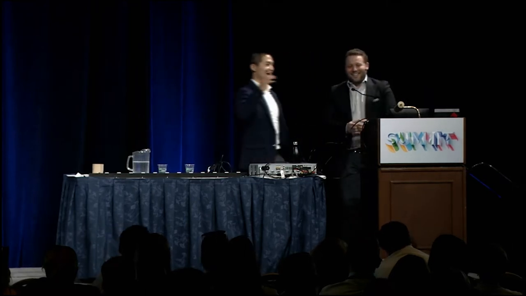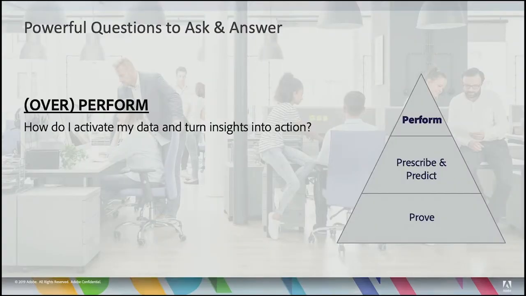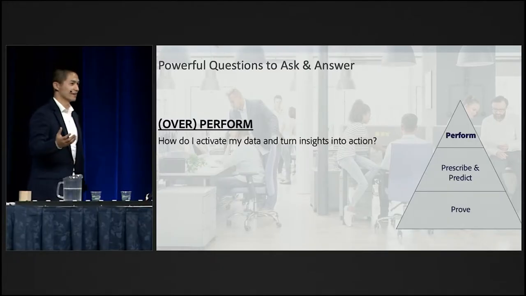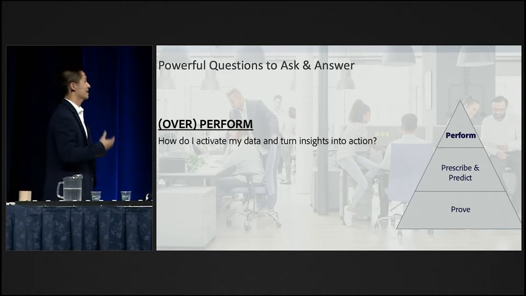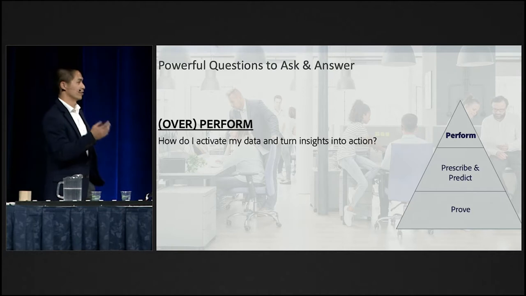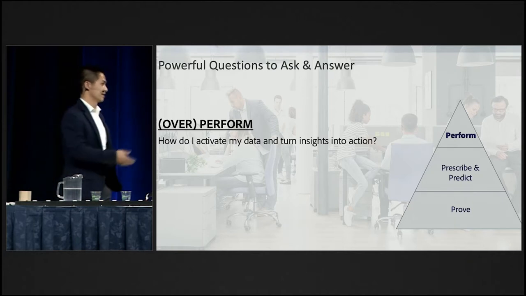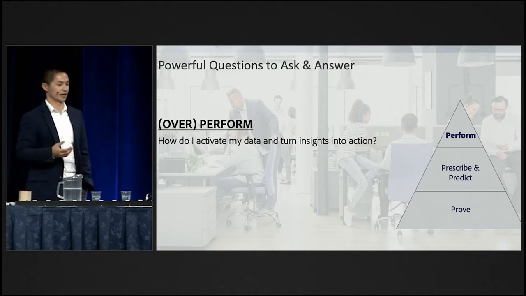If we move to the last stage of this Maslow's hierarchy of needs for marketers, it's not enough to just go to the doctor, find out you're sick, get the prescription for medicine. That's not how you get better. You actually have to take the medicine. You have to act on it. So for marketers, that's taking the insights from your prove, prescribe, and predict, and feeding them back into your plan and engage phases of marketing.